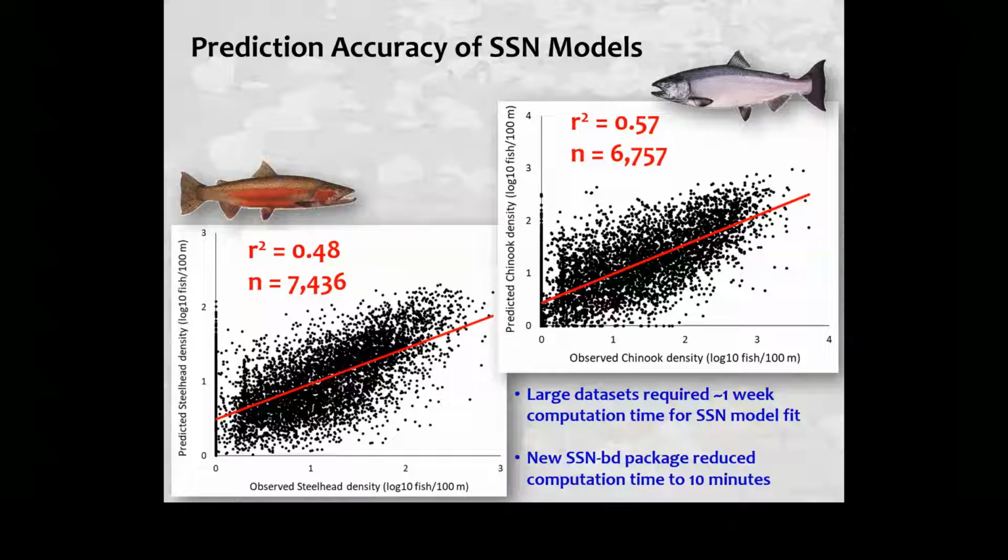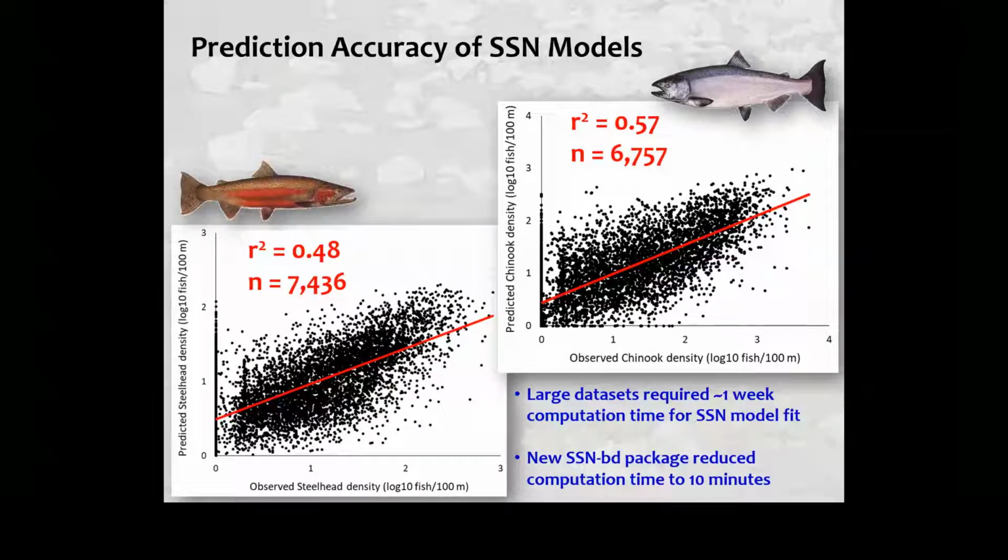And then I guess building on what I mentioned earlier about the computational efficiency of the SSN models, when we first fit these models, I think we were working with the Chinook data set. We didn't quite have that big data package ready to go yet. So we were fitting those 6,700 observations using the old SSN package. And it was taking literally 6 days of computation time to get one model fit to be able to link the covariates to these things and have the best estimates.